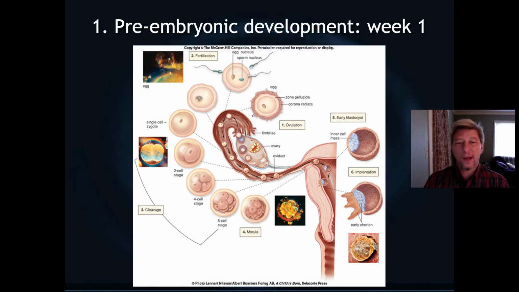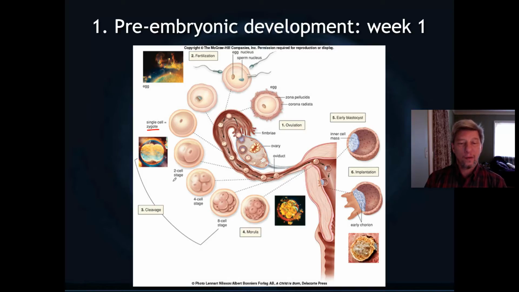The egg has been ovulated and is up in the oviducts. Eventually, it will become fertilized, and that's represented up here. You can see multiple sperm trying to dig through the corona radiata and the zona pellucida, but one lucky sperm will enter. Then those two nuclei, one from the sperm and one from the egg, will fuse to form the zygote, and that's represented here.